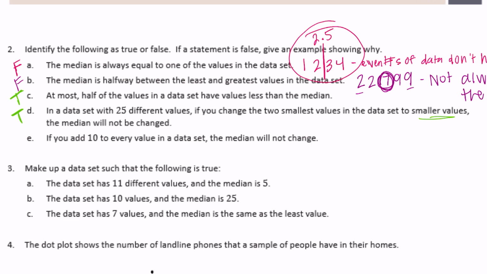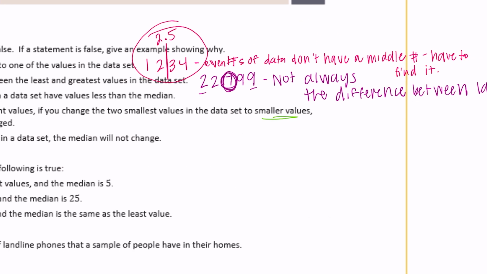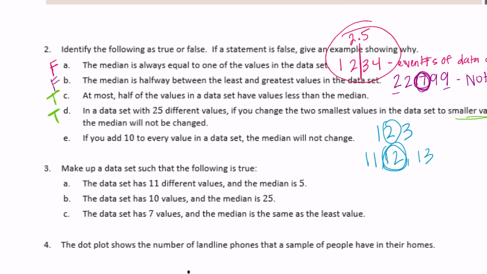E, if you add 10 to every value in a data set, the median will not change. So now this is going to change things, because if you're adding 10 to everything, that's going to get different. So for example, if you had 1, 2, and 3, so 2 is the median here, and you add 10 to everything, 11, 12, 13, now the median is 12. So you can't just add to everything and expect it not to change. So let's say that's false.